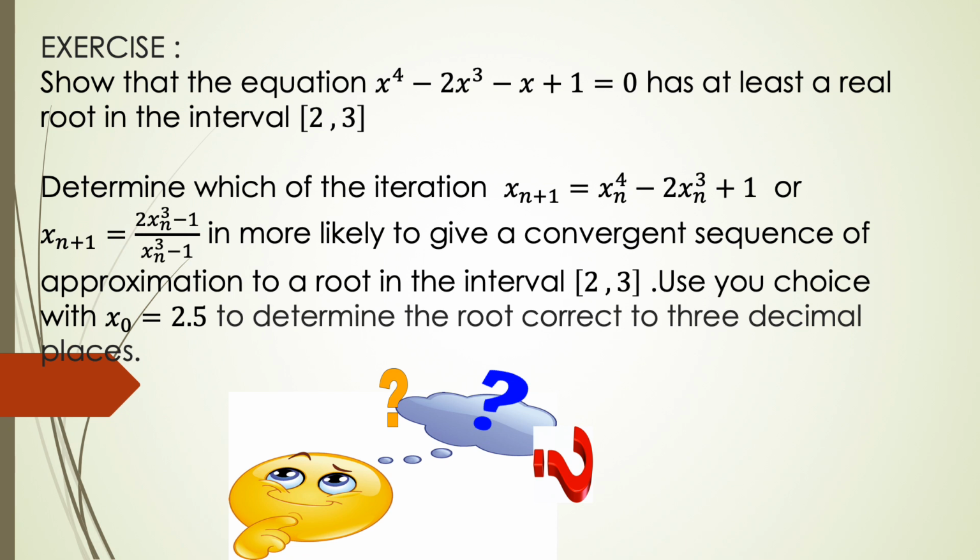Do the exercise yourself. Show that the equation x to the power 4 minus 2x to the power 3 minus x plus 1 equal to 0 has at least a real root in the interval 2 and 3. Determine which of the iterations x n plus 1 equal to x n to the power 4 minus 2 x n to the power 3 plus 1, or x n plus 1 equal to (2 x n to the power 3 minus 1) over (x n to the power 3 minus 1), is more likely to give a convergent sequence of approximations to a root in the interval 2 and 3. Use the choice with initial value x equal to 2.5 to determine the root correct to 3 decimal places.